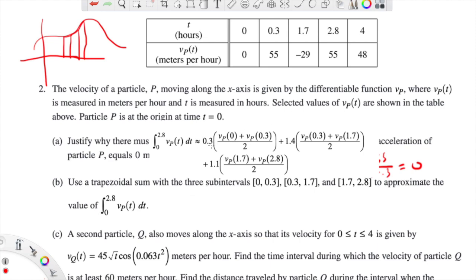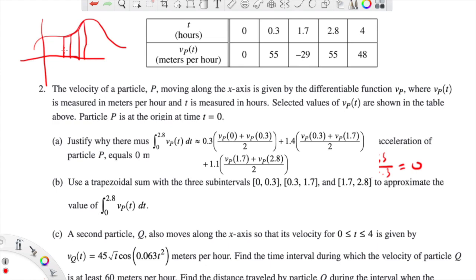So we have each of the, I guess you could consider this the height of each trapezoid, and that's just going to be 0.3, and then 1.4 to get from 0.3 to 1.7, and then 1.1 to get from 1.7 to 2.8, right? And then we have the different bases here, right?